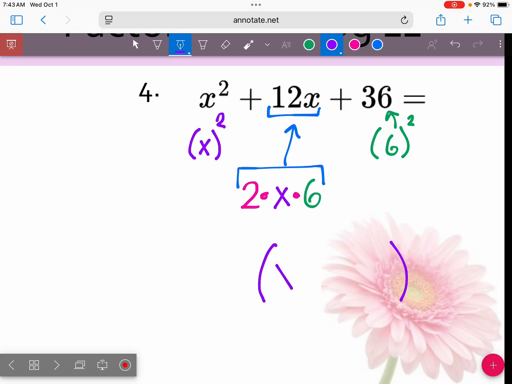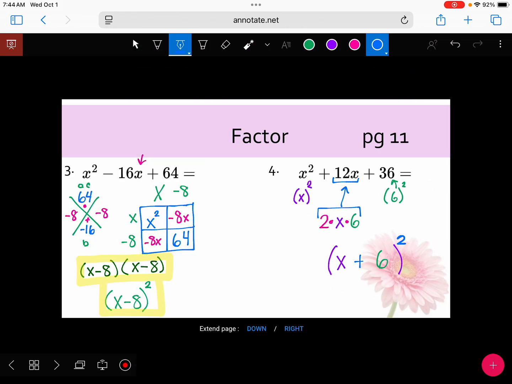We have our x that was in the front. We have our 6 that was in the back. And what sign are we going to use in the middle? Plus. And we cannot forget the power, because we get 2 of them. So x plus 6 times x plus 6 would exactly give us x squared plus 12x plus 36. So this is like a little shortcut for us for our factoring in very specific scenarios. But it's very, very specific. We have to have these pieces.